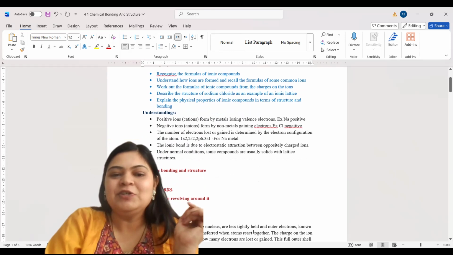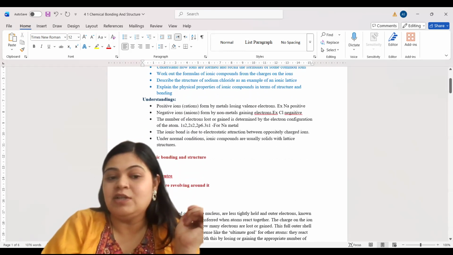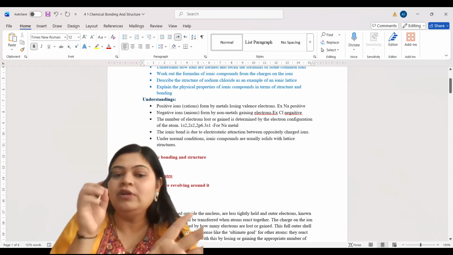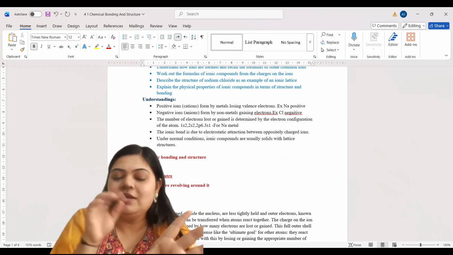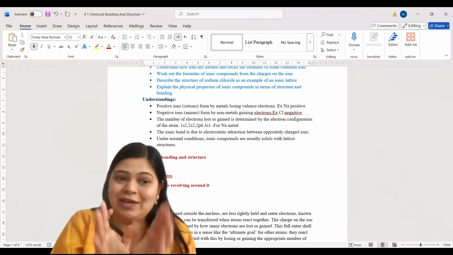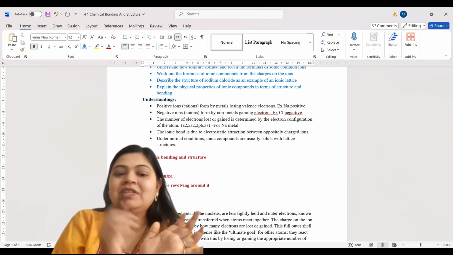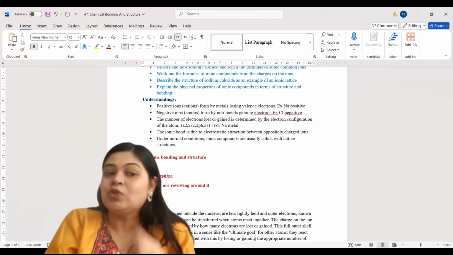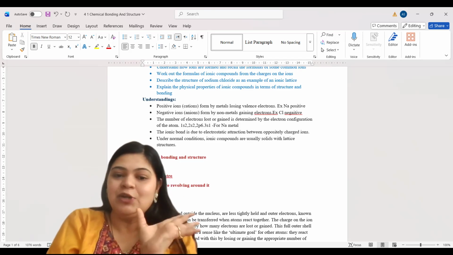I'll be asking questions in between. Now you have to draw a circle and write nucleus, and inside that write sodium, Na, the symbol of sodium. Then draw the electrons revolving around it, so that you get to know it.